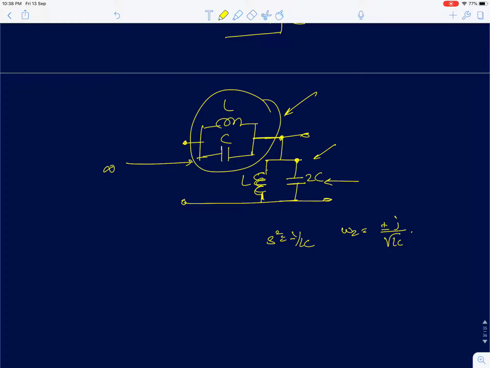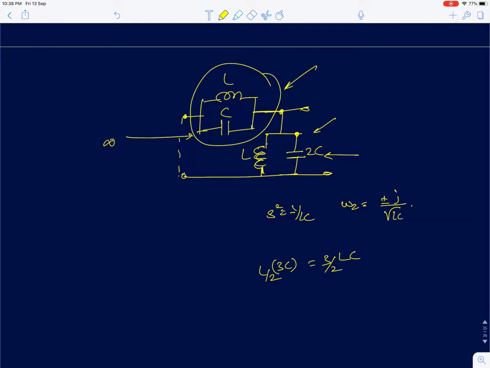Next thing is you have to find the pole. For that you have to just short circuit the input and group all the inductors together, so that your equivalent inductor is L by 2 and capacitance is 3C. So it's going to be 3 by 2 LC. Okay, so that will be your L equivalent, C equivalent. So your omega naught is going to be 1 upon root of 3 by 2 LC.